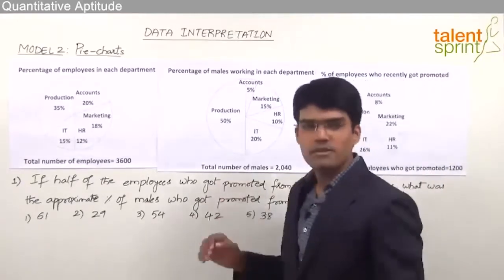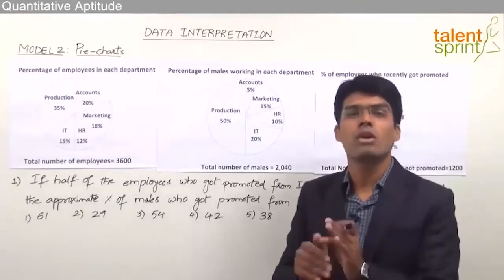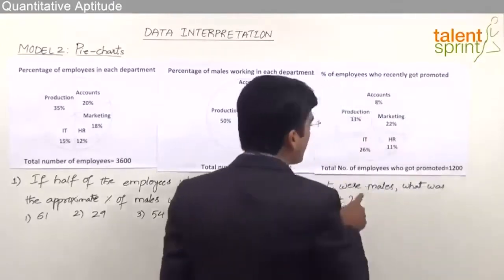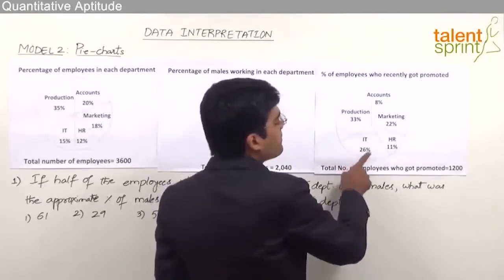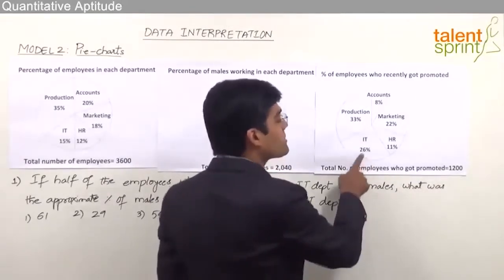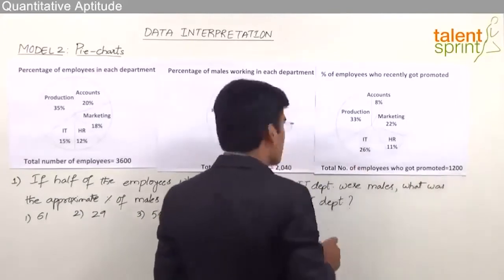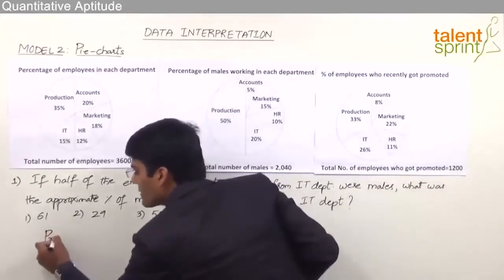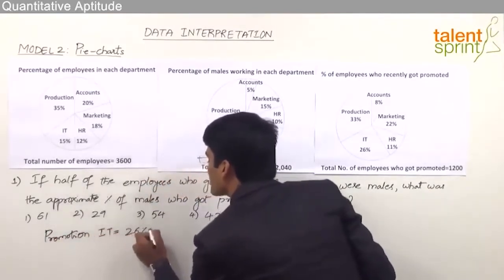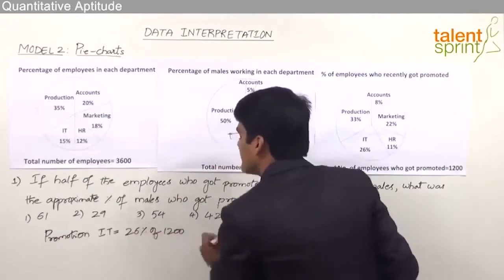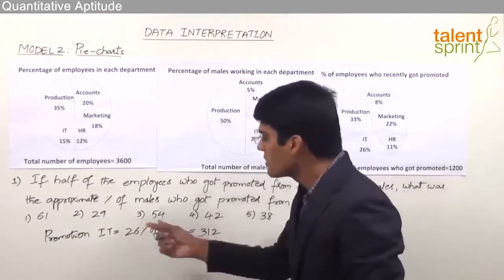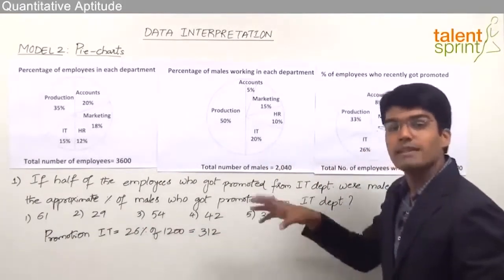Now to solve this question, first of all, we need to know what were the total employees who got promoted from IT department. Now that can be known from the third pie chart here. From the third pie chart, we know that in IT department, the share was 26%. That means the number of employees who got promoted from IT department was 26% of 1200. So we can say promotion from IT department, total promoted from IT department was equal to 26% of 1200. Now 26% of 1200 will be equal to 312. That means total employees who got promoted were 312 in the IT department.